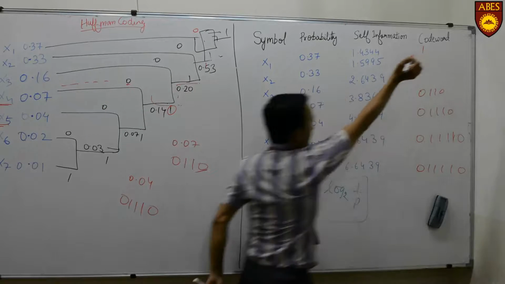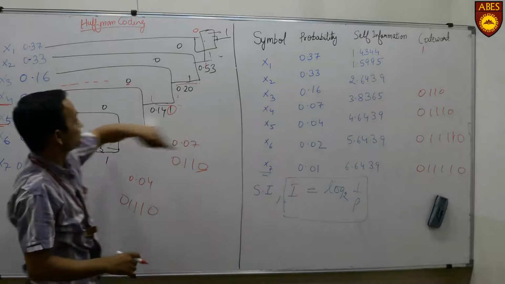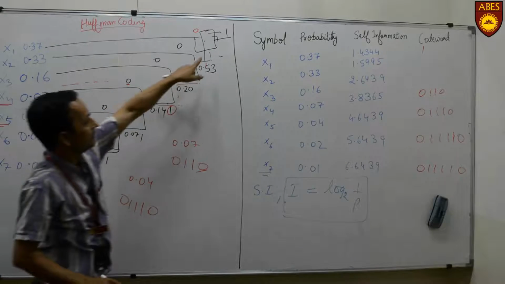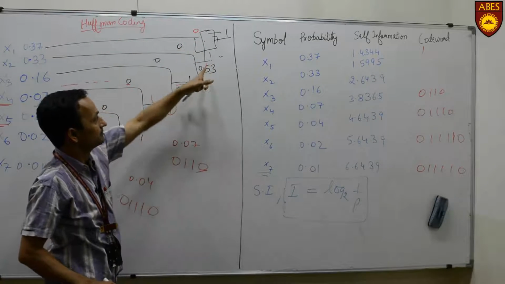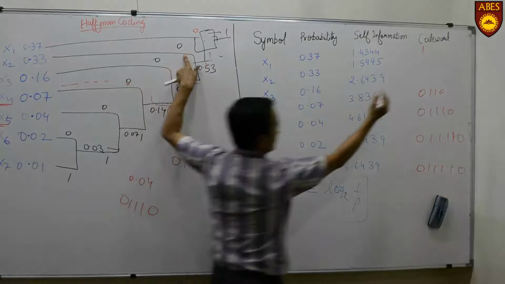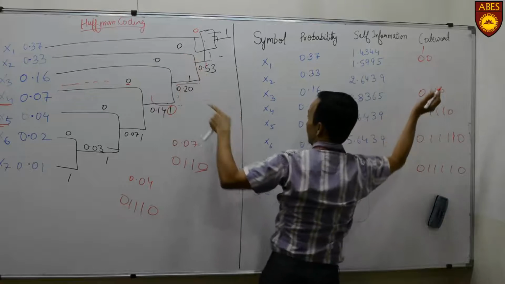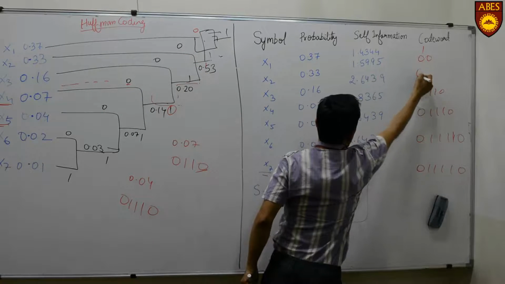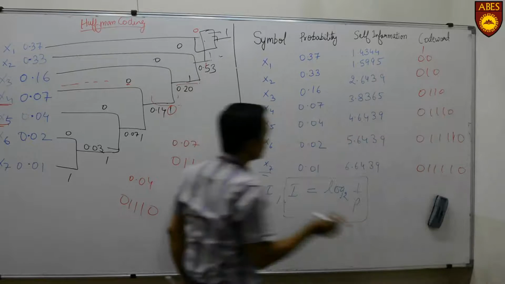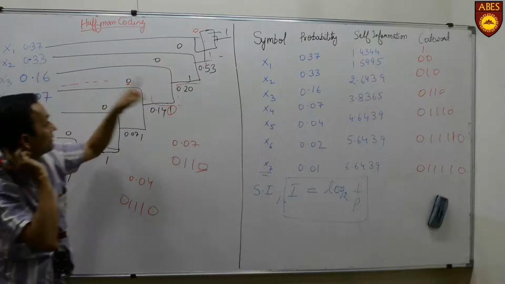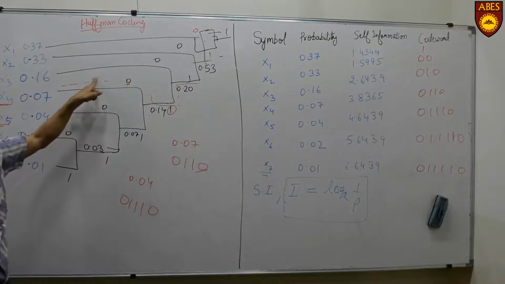So my code word for X1 is 1, and for X2, first 0, then again 0, two zeros, and for X3 symbol I will get 0, 1, 0, 0, 1 and 0.